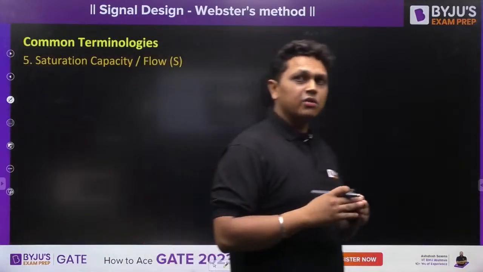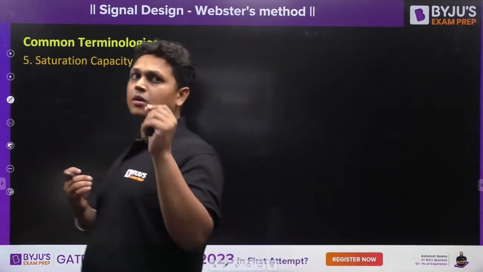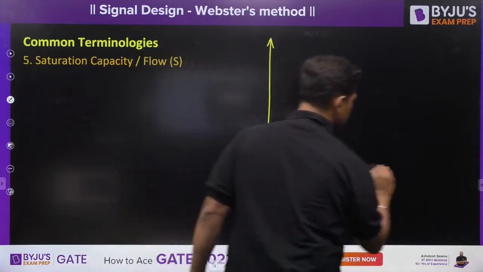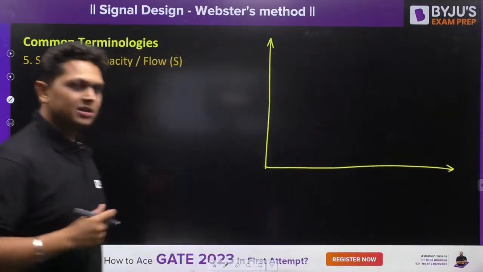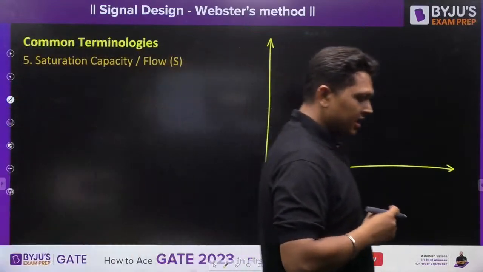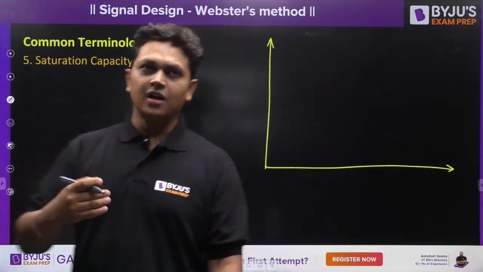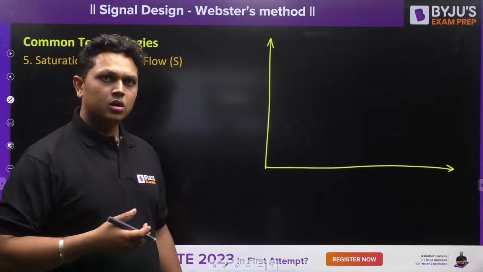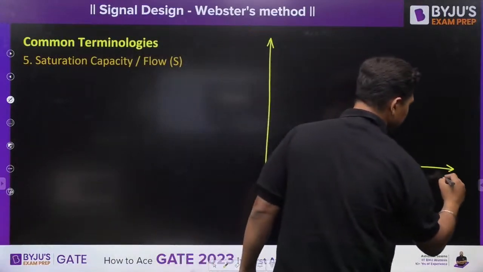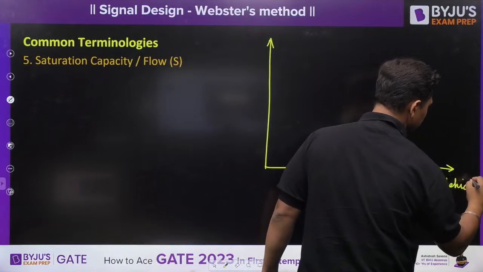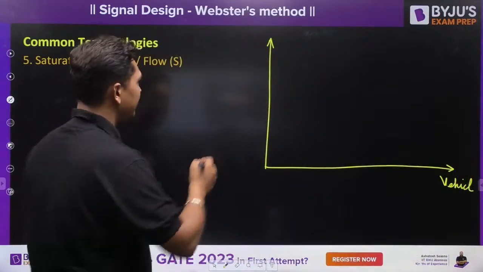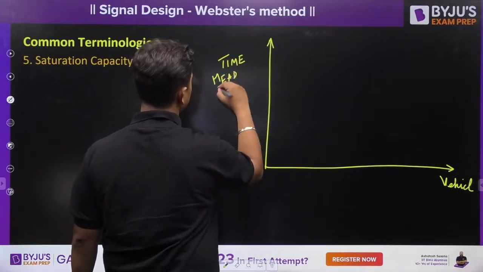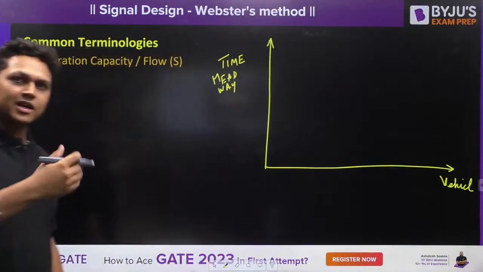Now, what is saturation capacity? In order to understand this, we need to understand startup lost time in a little more detail. Suppose you are standing at an intersection and you just see that the light has gone to green. So this is the vehicle, and this is your time headway, the time required for the vehicle to react.